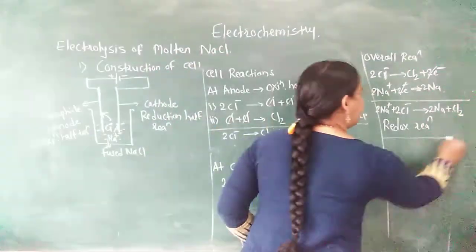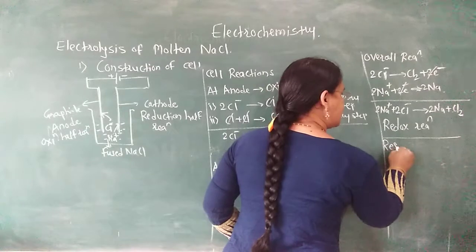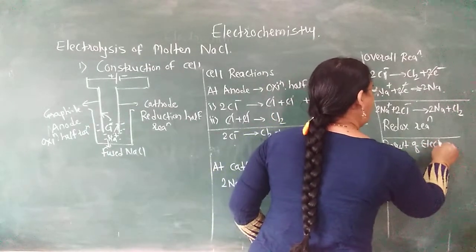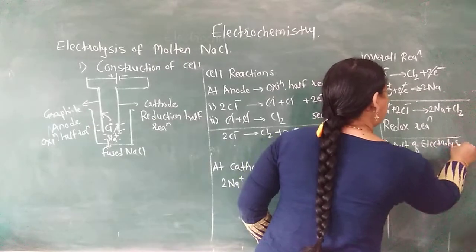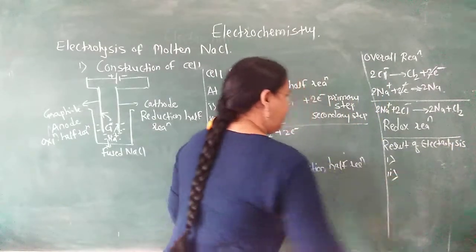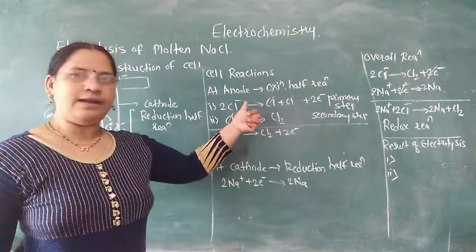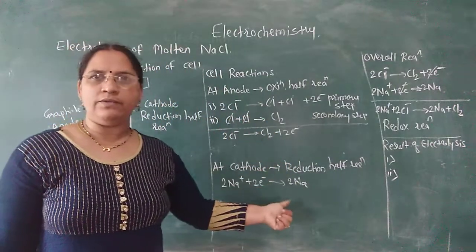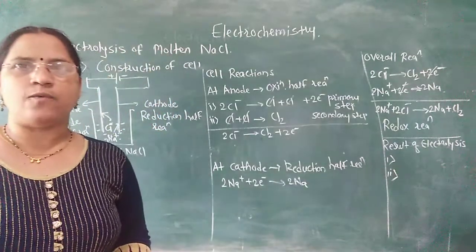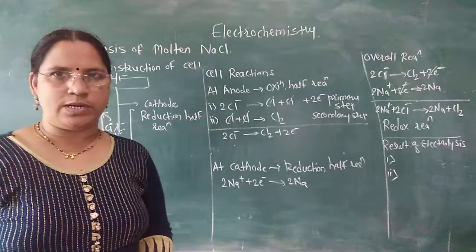Next point is results of electrolysis. May I repeat the 2 points in the results of electrolysis? The chlorine gas is obtained at the anode, while silvery white sodium metal is obtained at the cathode. So, these are the results for electrolysis of molten NaCl.